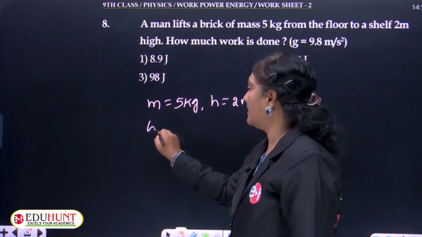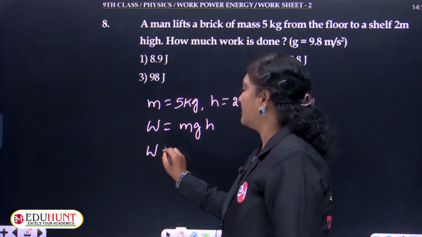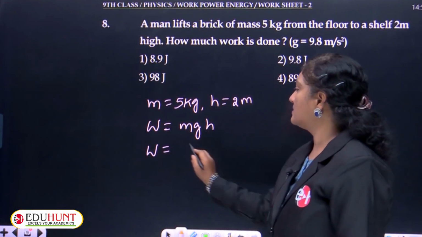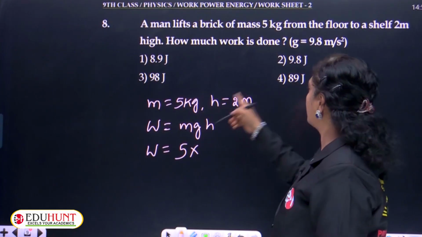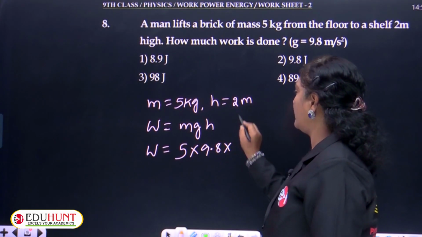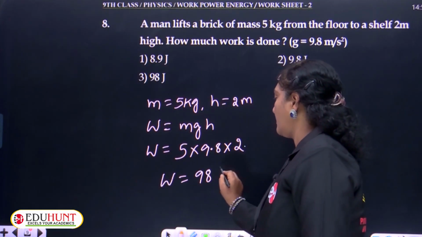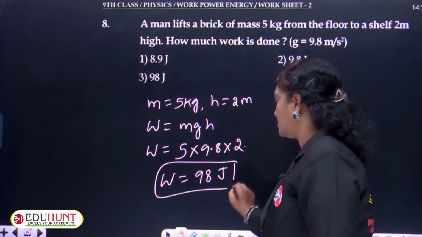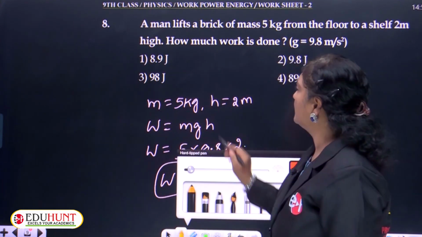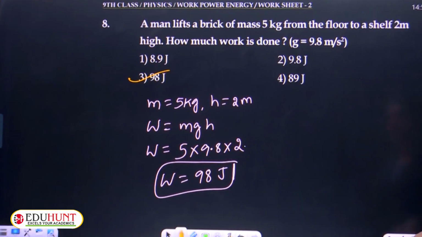So formula for work done is equal to weight of the body times the height to which it is lifted. Mass is 5 kg. Acceleration due to gravity g is 9.8. Height to which it is being lifted is 2. Hence the value of W, work done, is found to be 98 joules. So what is the value of work done, children? Option number 3, that is 98 joules.